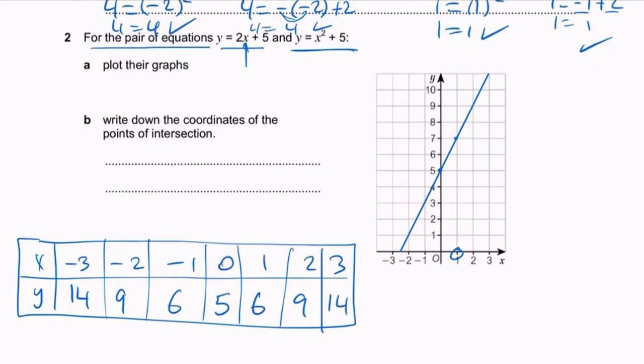Okay, 14 is not on my graph, so I'll discard those two. So we have negative 2 and 9 here, negative 1 and 6 here, 0 and 5 here, 1 and 6 here, and 2 and 9 here. Okay, so let us draw this. It will be like that. Okay, so we draw these two graphs.